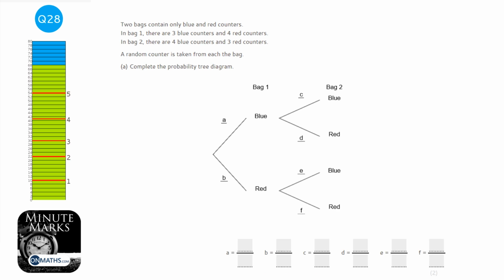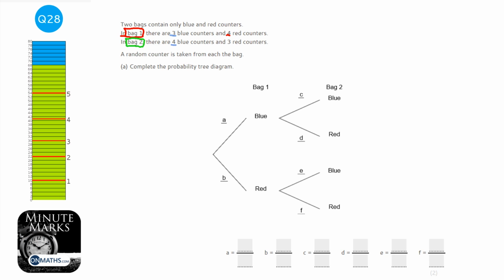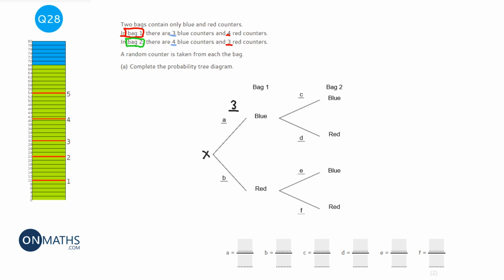Okay, so tree diagram question, and this one says that in bag 1 there are 3 blue counters and 4 red counters, and in bag 2 there are 4 blue counters and 3 red counters. So with tree diagrams we always start here, and we ask ourselves, well, in bag 1 we can either pick a blue or a red. Well, let's start with blue. What's the probability I pick a blue? Well, there are 3 blues and 4 reds, so 7 in total.